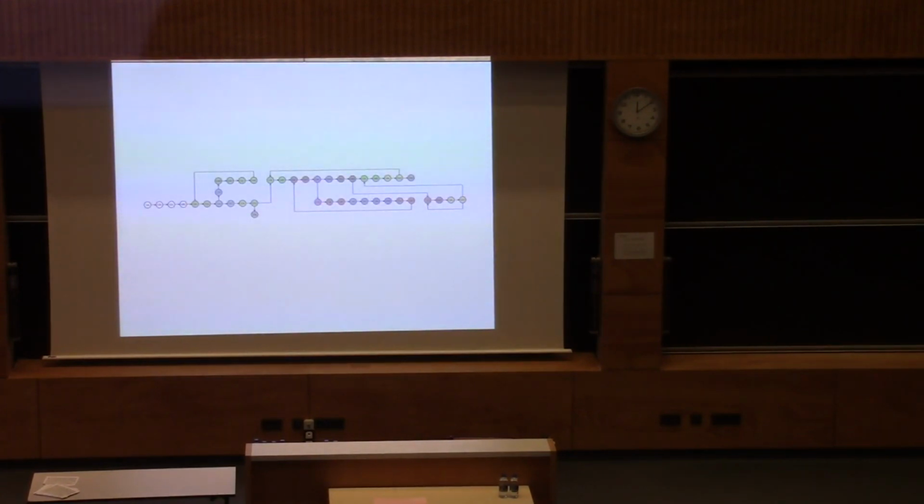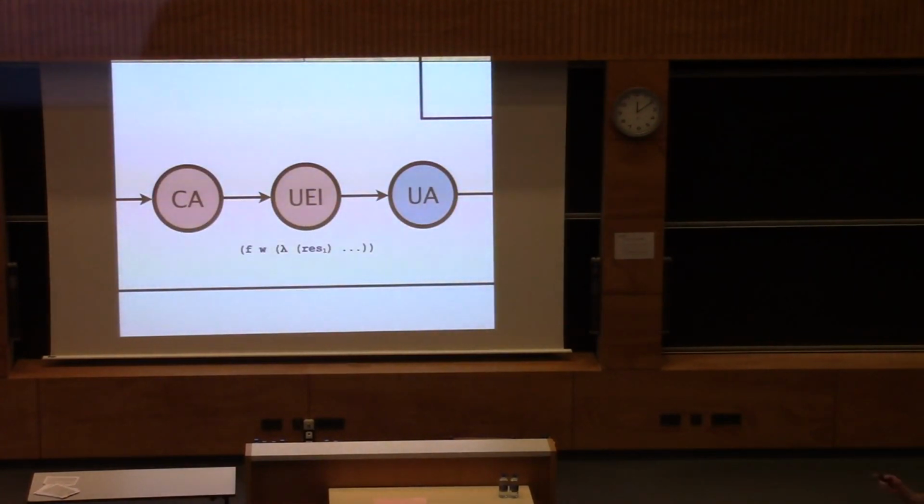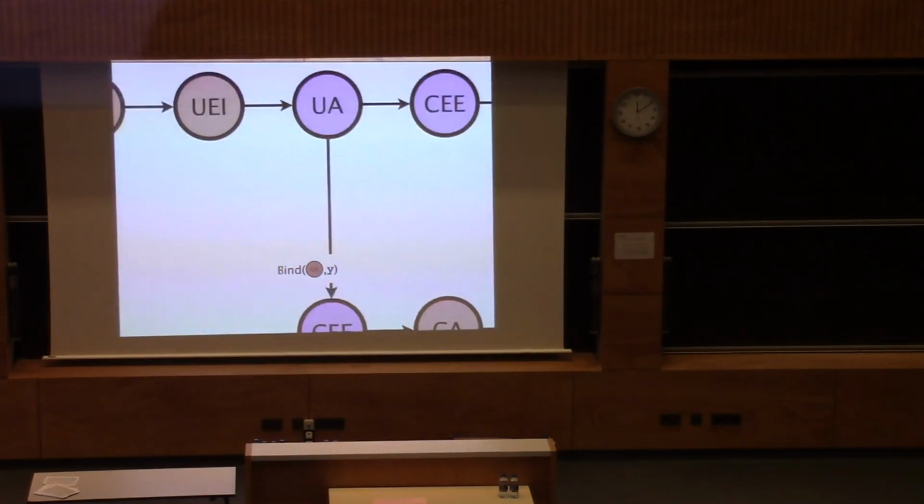So this is the control flow graph. It has a lot of cycles in it, but we proceed in the same way, and we're only going to resolve the binding of y in a caller environment. So we go to the predecessor.